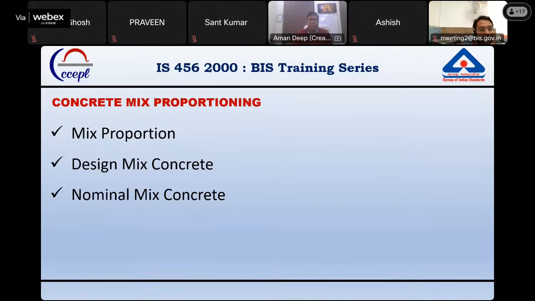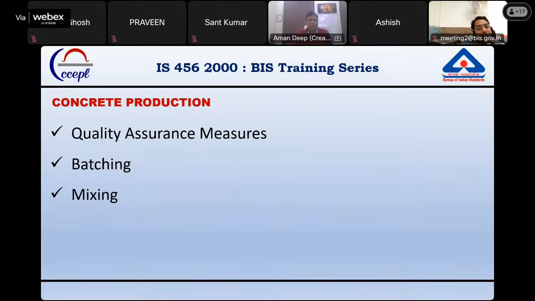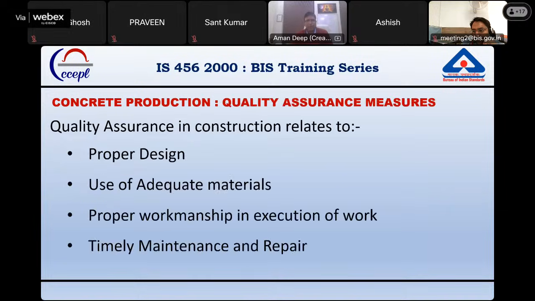Now, mix proportioning, concrete mix design, nominal mix design. IS 456 talks about quality assurance measures, batching, mixing. Now, if we talk about quality assurance in construction, it relates to proper design, use of adequate material, proper workmanship in execution of the work, and timely maintenance and repair. These are the quality assurance aspects given in IS 456.